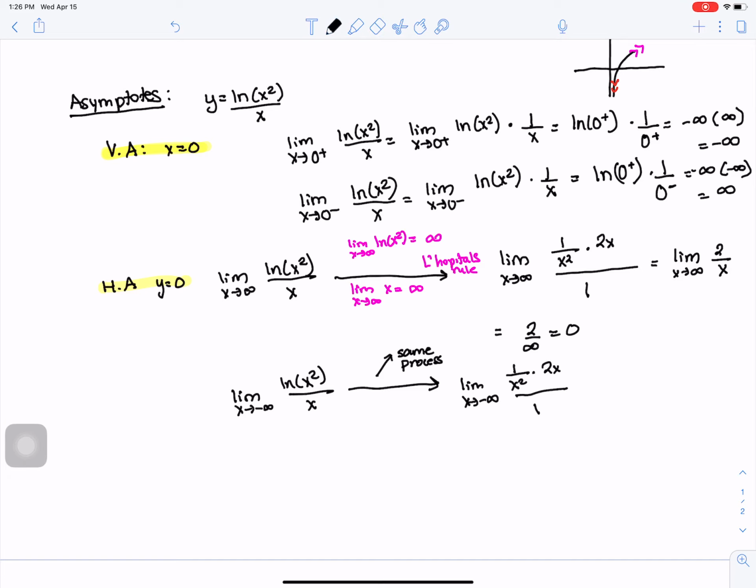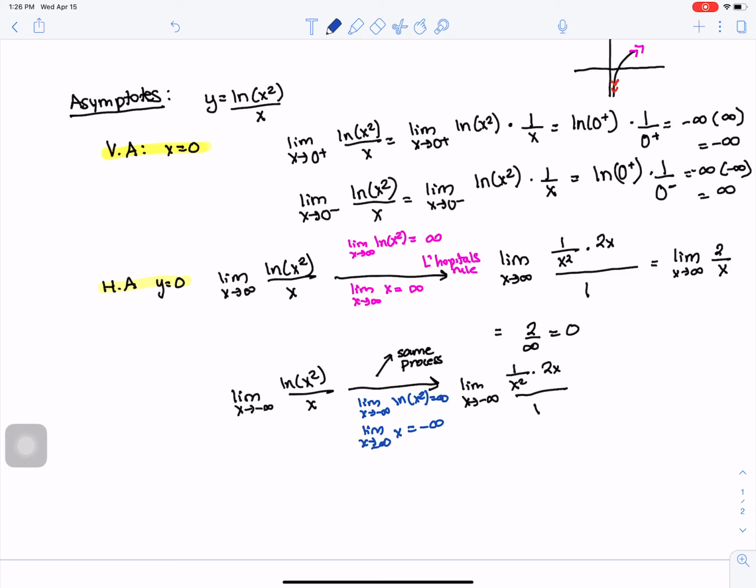Now if I wanted to show you the process, the limit as x approaches minus infinity of ln x squared is positive infinity. The limit as x approaches negative infinity of x is negative infinity.